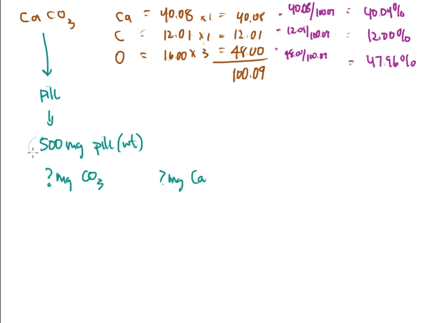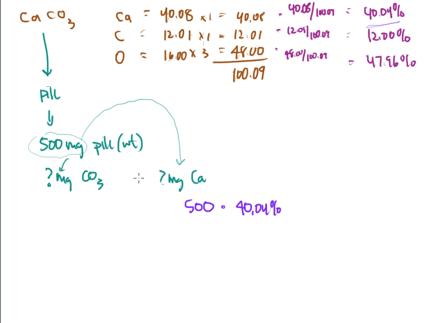We've got a 500 milligram pill. We want to know how much carbonate is present in that pill and how much calcium is present in that pill. How do we do it? Well, I take the pill weight, 500 milligrams, and I multiply by the percentage. We said calcium carbonate right up here at the top. If it's just calcium carbonate in the pill and that's all that's present, we said that calcium is 40.04% of that number. So if there's a 500 milligram pill, 40.04% of that weight is coming from calcium.